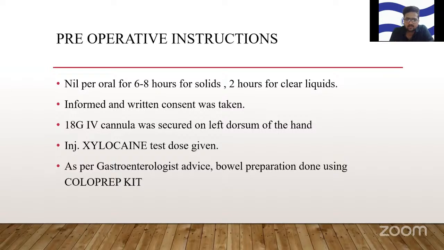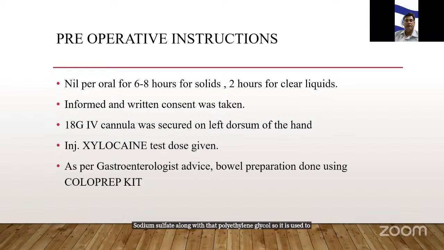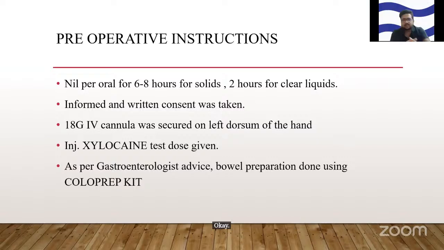What is this Coloprep kit? Sir, Coloprep kit is an osmotic laxative which contains magnesium sulfate, potassium sulfate, and sodium sulfate, along with polyethylene glycol. So it is used to prepare the bowel prior to the endoscopic procedure, sir. Okay. Good. Better, so, visualization of the bowel.